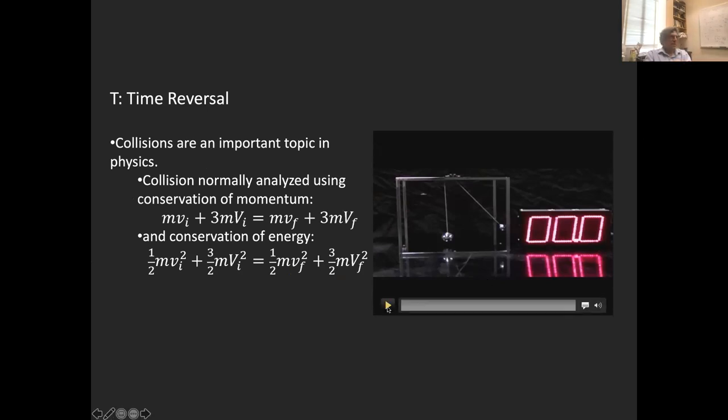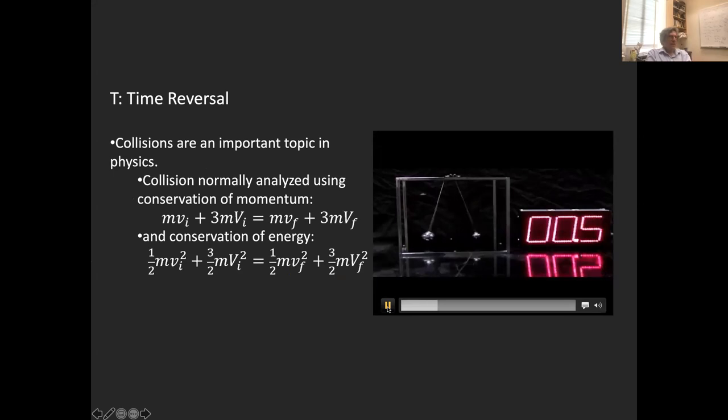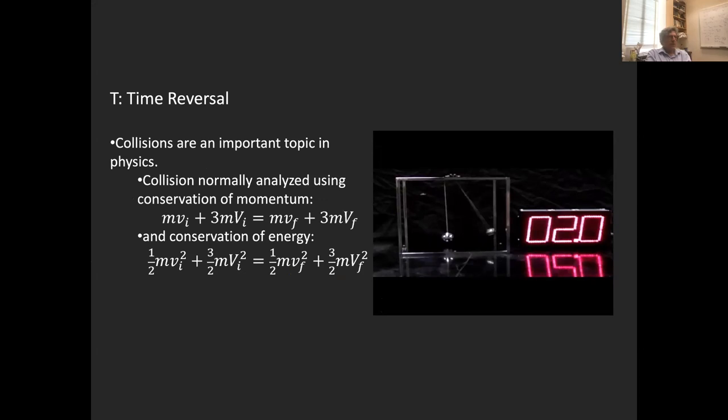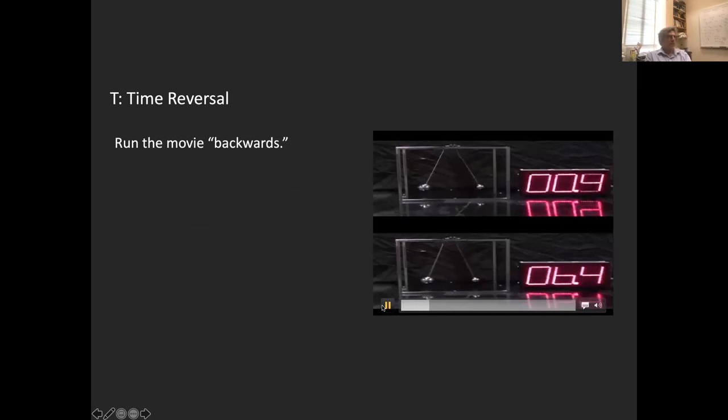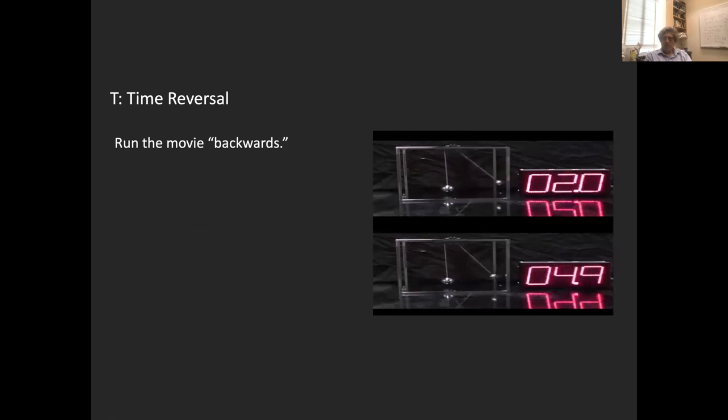So let's see if this plays. It should play. So here you see it's bouncing. It's not completely symmetric because the masses are different. But now we can play it. And now we can play the time reversed version of it. And you don't see the difference. So basically, if two particles collide together, you don't know which direction you've seen it in, time going backwards or time going forwards.